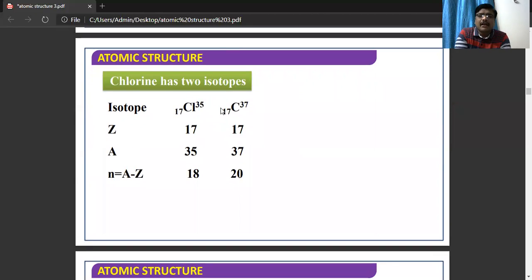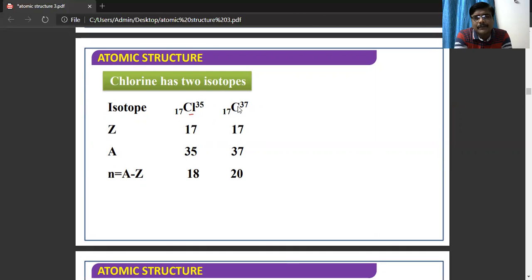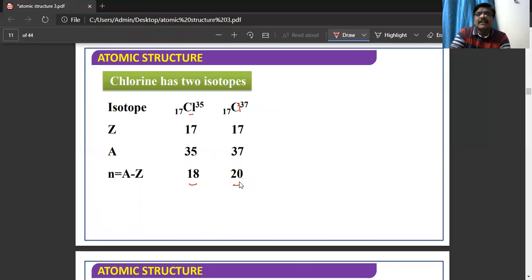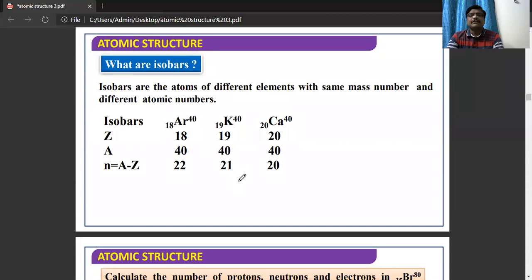Here I'm going to discuss another example for isotopes, that is chlorine isotopes. Chlorine mostly forms two important isotopes. One is the chlorine-35 isotope and the other one is the chlorine-37 isotope. See here, the atomic number is the same, but the mass number is different. So these are the numbers of neutrons in the particular chlorine isotopes. So that is about isotopes.